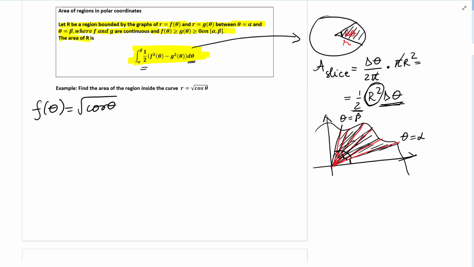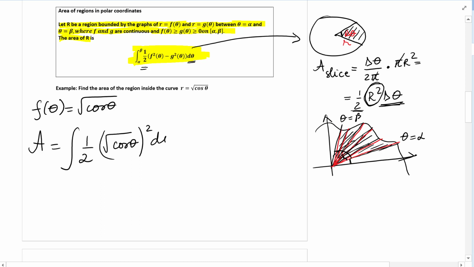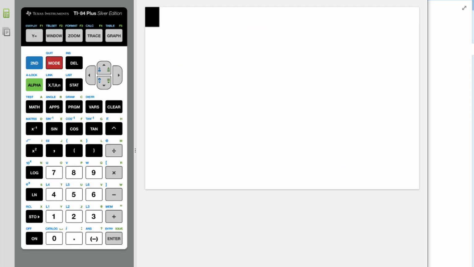So the area is equal to the integral from alpha to beta of 1/2 times the square root of cosine theta, squared, d theta. But it's important to figure out what we should put as our limits of integration. So let's make a quick sketch, and I'm going to use the calculator to see how the graph looks.